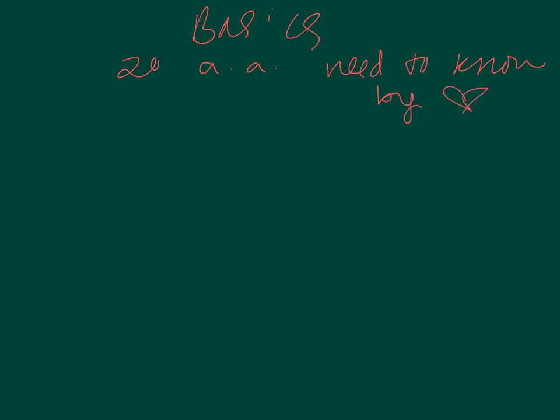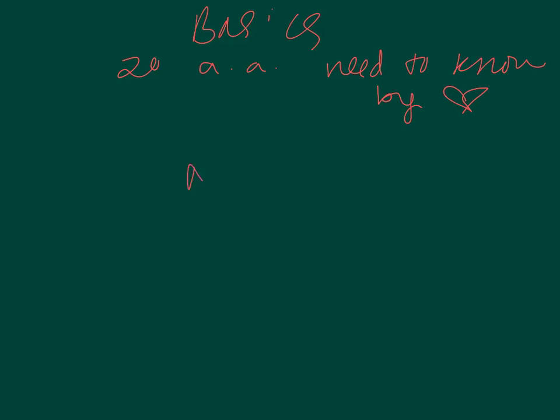Okay, let's talk about the basics. There's 20 different amino acids, AA is for amino acids, that you need to know by heart. And they all have a basic architecture or a basic structure. So let's go through that first.